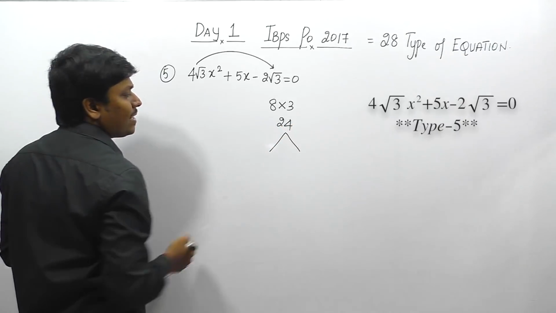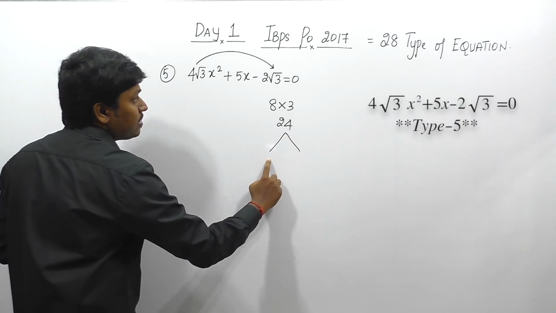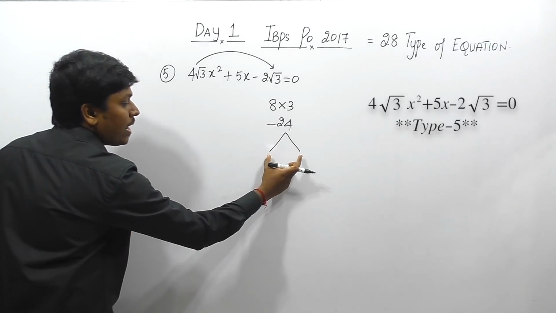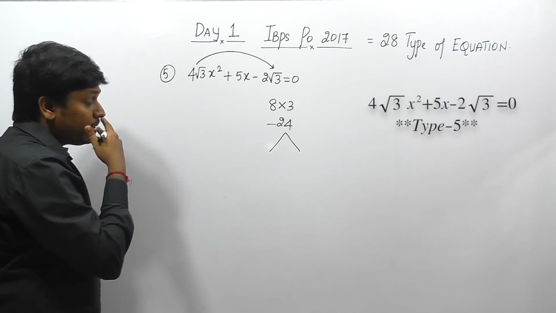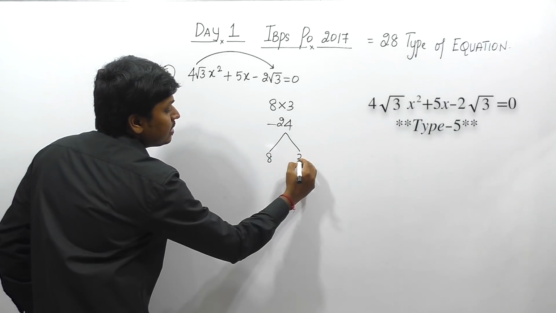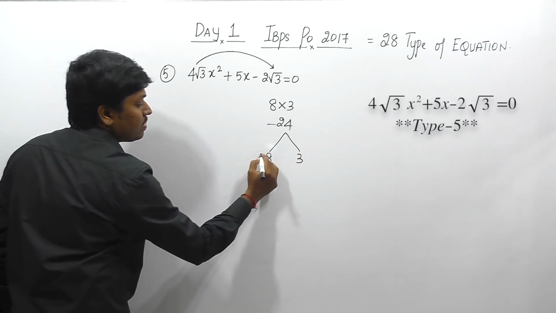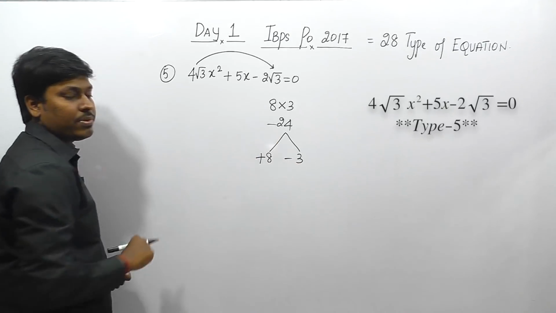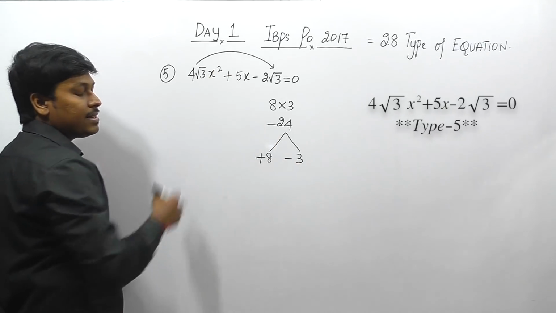So now we need to find the factors. When you multiply both the numbers, the resultant should be minus 24, because here it is minus. When you add both the numbers, the resultant should be 5. So let me take this as 8 and 3, and here we need to get plus 5, so plus 8 and minus 3. When you multiply both the numbers, the resultant will be minus 24. When you add both the numbers, the resultant will be 5.